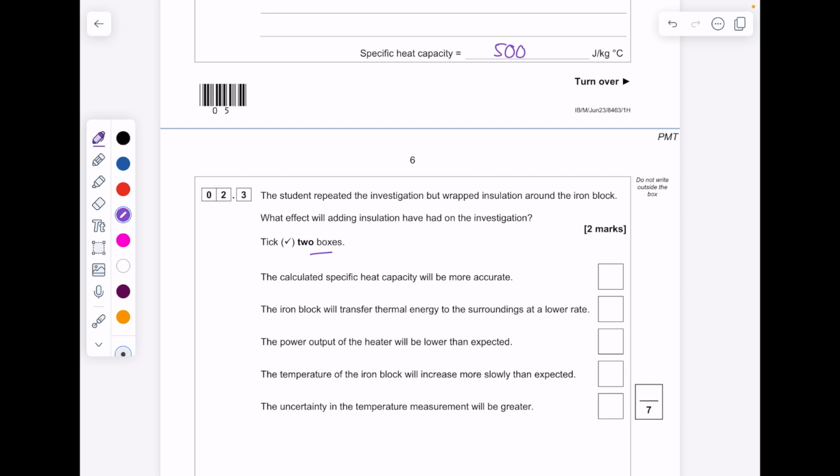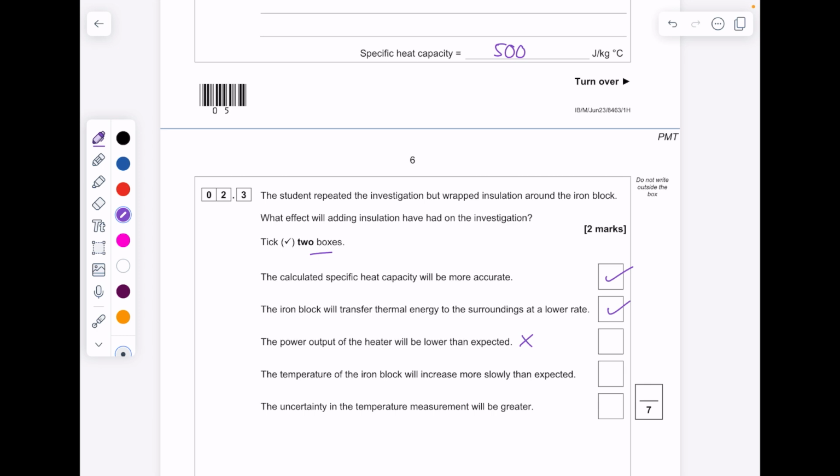The calculated specific heat capacity will be more accurate for sure. The iron block will transfer thermal energy to the surroundings at a lower rate. Yeah, I'm happy with that one. Let's just check the other ones. The power output of the heater will be lower than expected. No, it will have no effect on that.